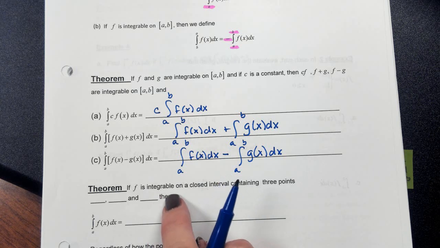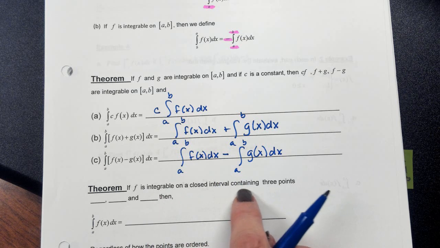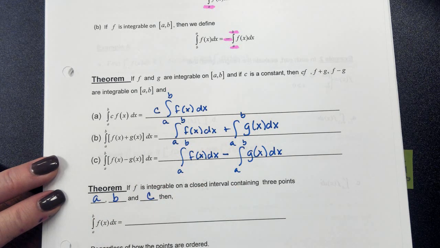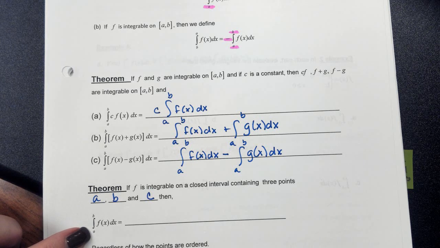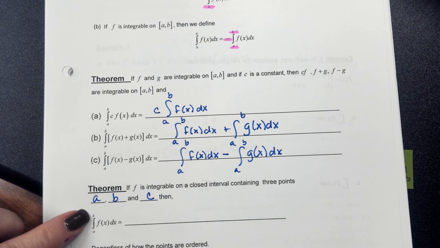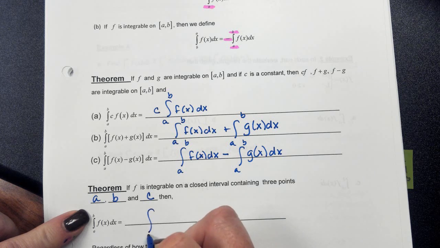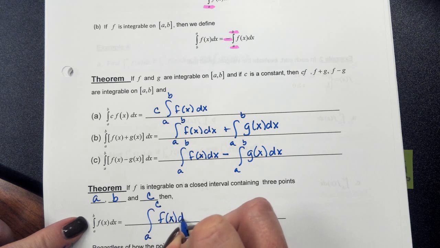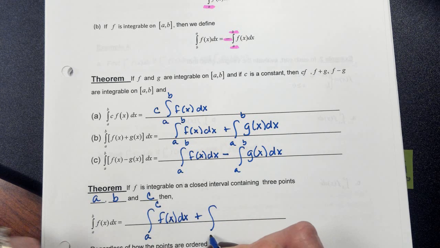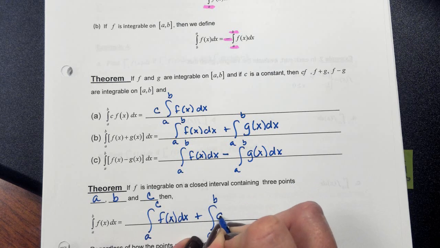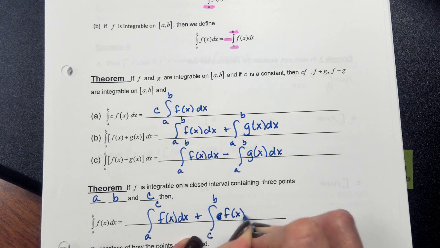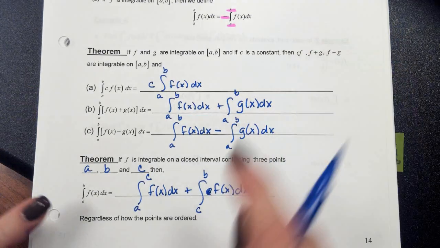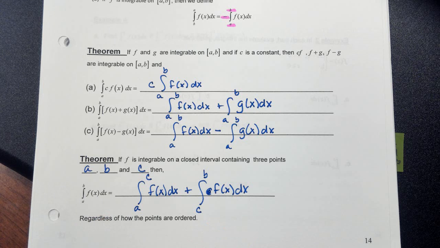So if you have f that's integrable on a closed interval containing 3 points, a, b, and c, then if you are trying to integrate from a to b, you can split this up at some point c, from a to c of f of x dx, add it from that same point c to b of f of x dx, regardless of how the points are ordered. So again, you can split up your integral and add them together at some point between the curve.